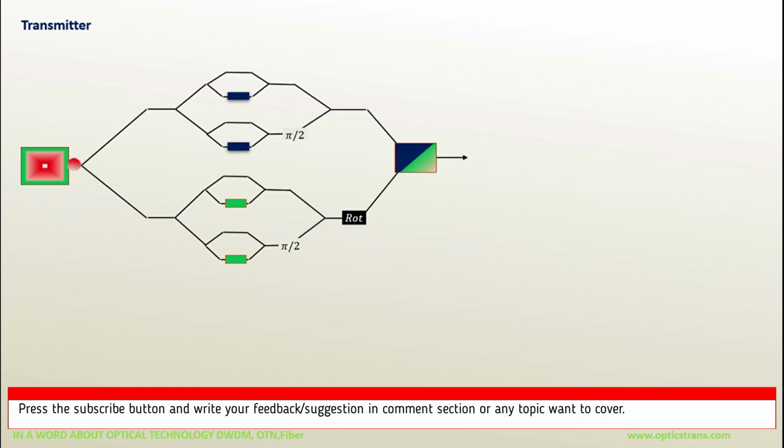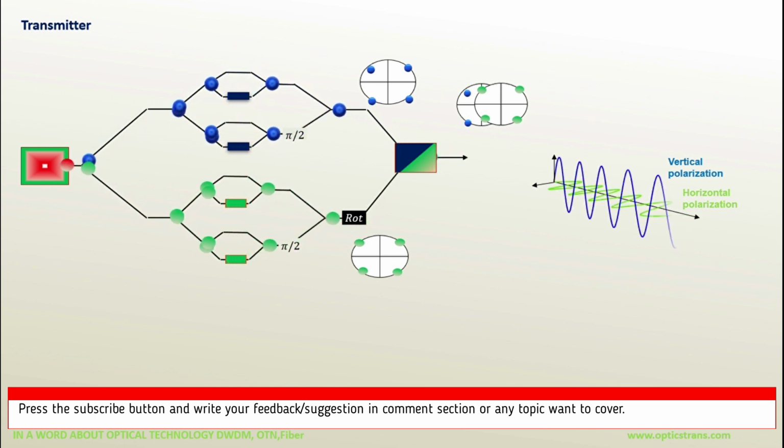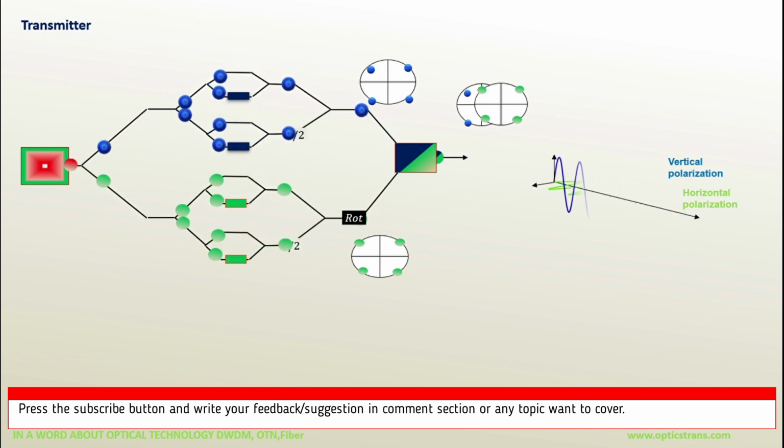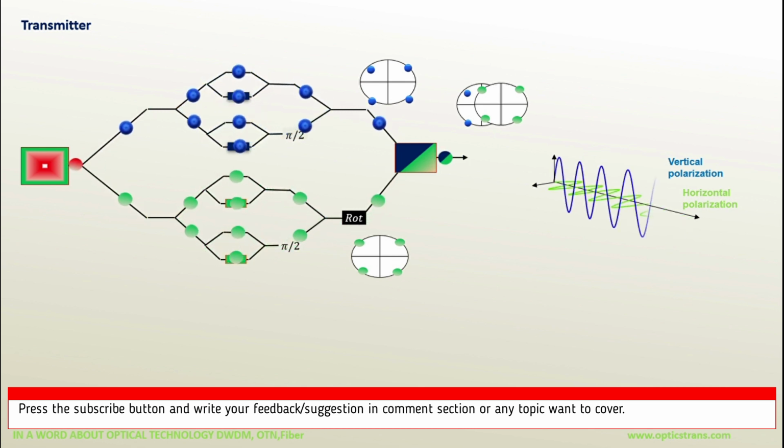Have a look again at the entire process for 2 seconds to understand. Light is generated by the laser, it's divided into two, and it goes to the upper and lower half of the circuit. On both, it will generate the I and Q signal. On the lower half of the circuit we are using the rotator to rotate the polarization, and from the PBC it's recombined and the dual polarization goes out in vertical and horizontal mode.